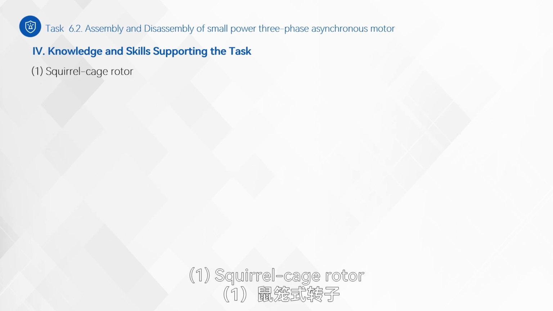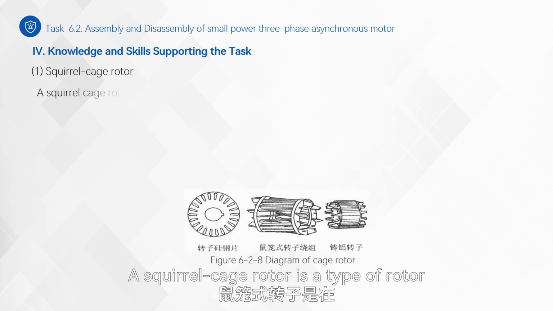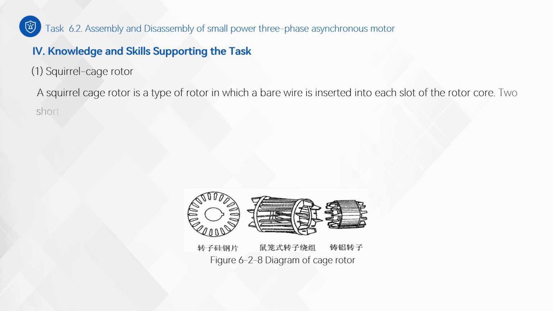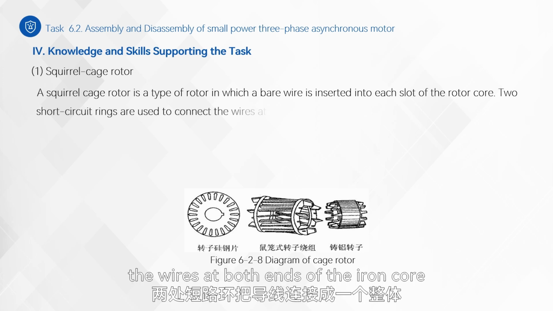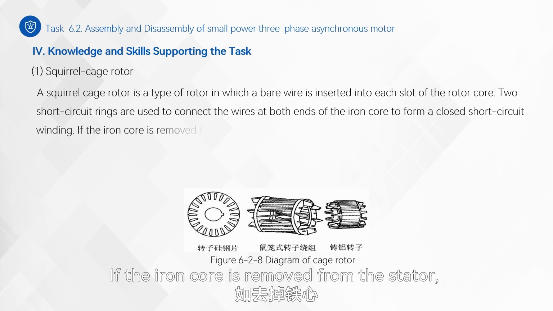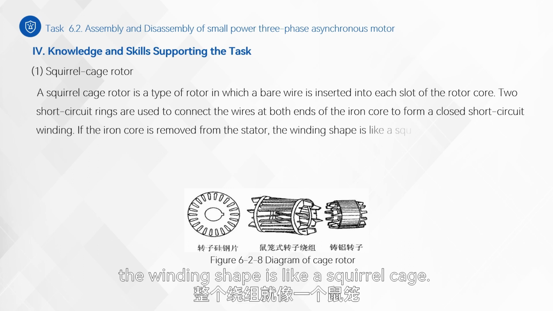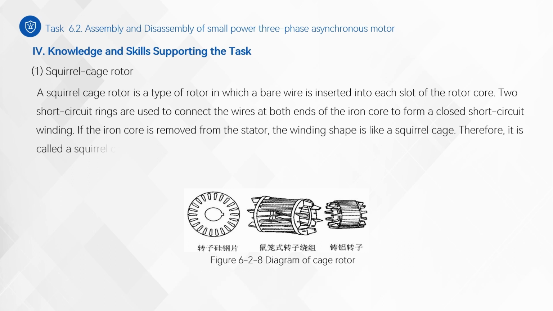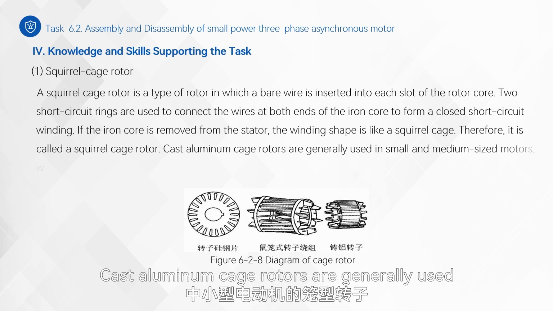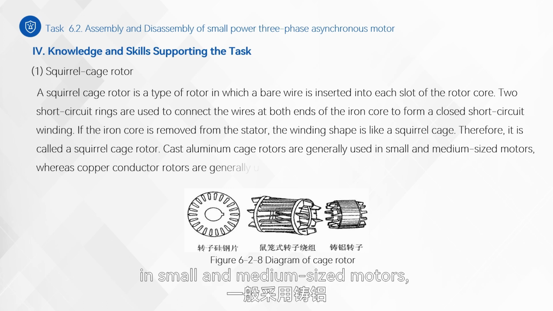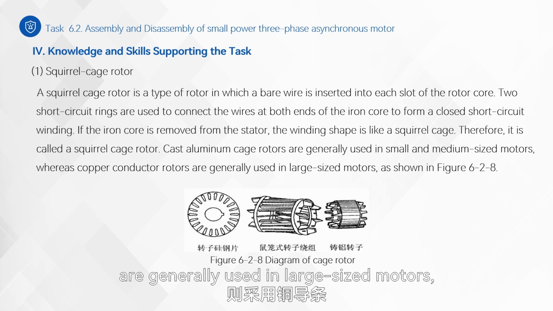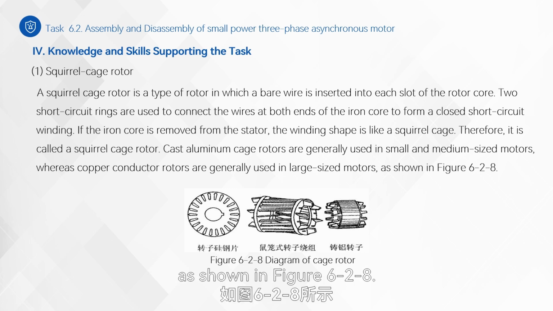1. Squirrel cage rotor. A squirrel cage rotor is a type of rotor in which a bare wire is inserted into each slot of the rotor core. Two short-circuit rings are used to connect the wires at both ends of the iron core to form a closed short-circuit winding. If the iron core is removed from the stator, the winding shape is like a squirrel cage. Therefore, it is called a squirrel cage rotor. Cast aluminum cage rotors are generally used in small and medium-sized motors, whereas copper conductor rotors are generally used in large-sized motors, as shown in Figure 6.2.8.